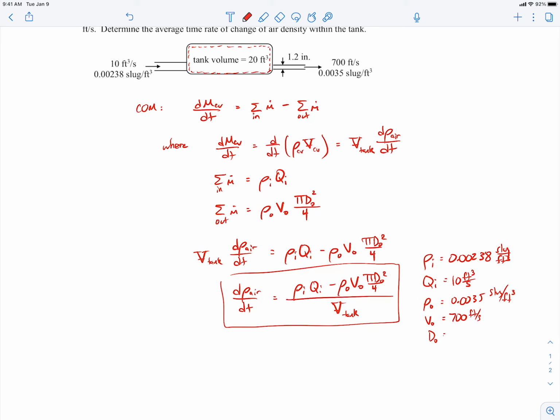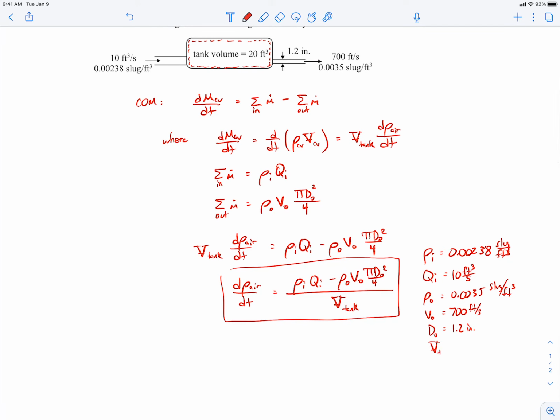The diameter of the outlet was 1.2 inches, so you'd want to convert that over to feet. And then the volume of the tank, we're told, is 20 cubic feet. So you can take these quantities and plug them in here. You have to be careful of just one unit conversion, that's the diameter of the outlet line. And then you can calculate the time rate of change of the air density within the tank. If you go through those calculations, it comes out to be 2.28 times 10 to the minus 4 slugs per cubic foot per second.